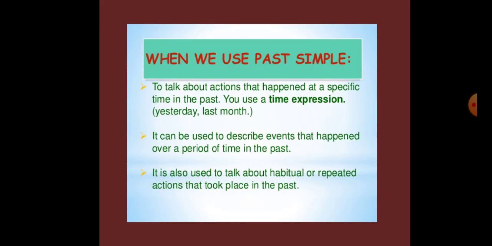When we use past simple to talk about actions that happened at a specific time in the past, we use a time expression like Saturday or last month. It can be used to describe events that happened over a period of time in the past. It is also used to talk about habitual or repeated actions that took place in the past.